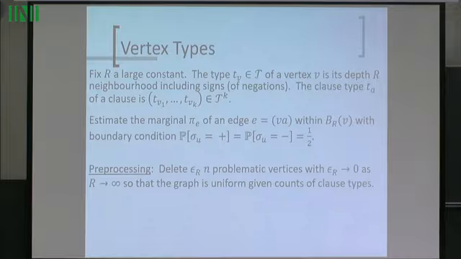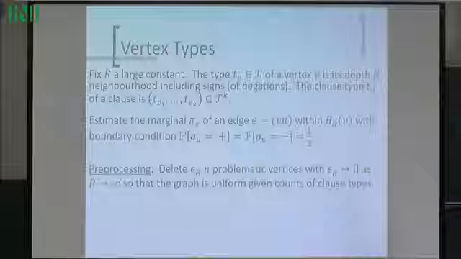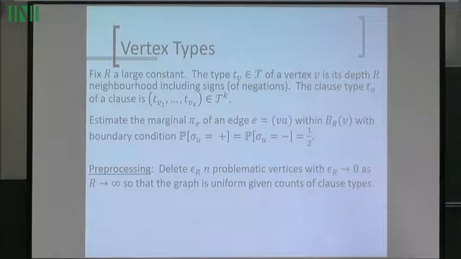So what we need to do is delete a fraction of variables epsilon r that's going to be tending to 0 as r goes to infinity. I'll tell you a little bit more about this process later on, but basically we look at the graph, look at the worst parts of it, get rid of them, and in such a way that the graph we're left with is uniform given the vertex and clause types of what's left.